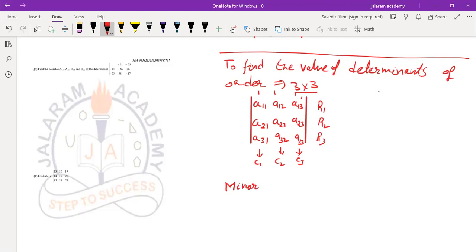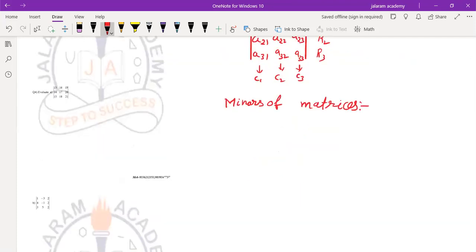Before finding the value of determinants of order 3, first we have to find the minor of the determinant. Remember, we can find the minors of matrices also. Before converting it to a determinant, it is a matrix. Minor of matrices means of order 3 cross 3. So how to find the minor of a 3 cross 3 matrix? Whether we write it as a determinant or a matrix, both of them have minors as well as cofactors.